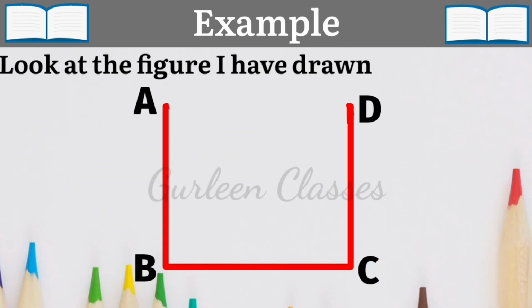Now, let us take another example. Look at the figure I have drawn. Here, if we start at A and end up at D, we cannot come back to A. So, we cannot find its perimeter because it is an open figure.